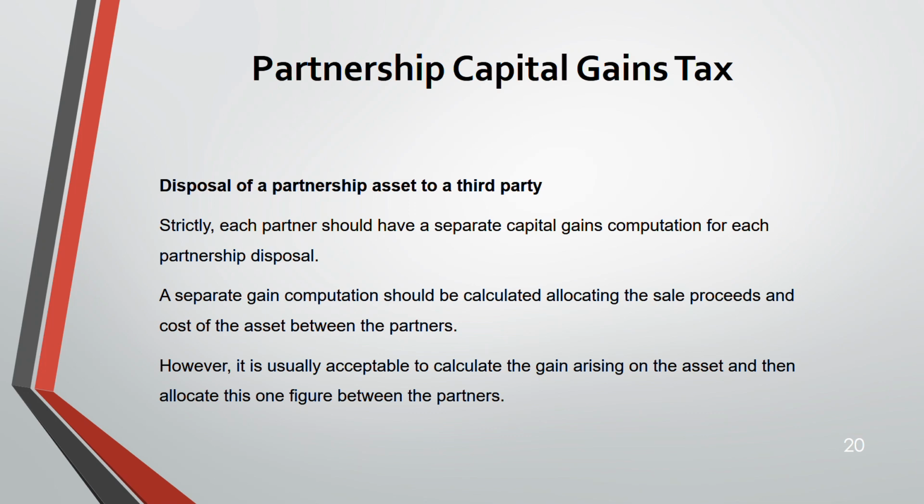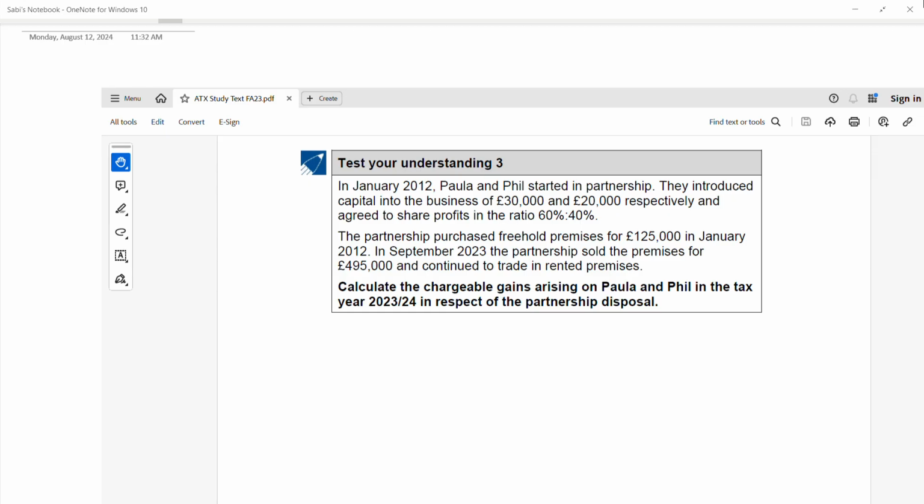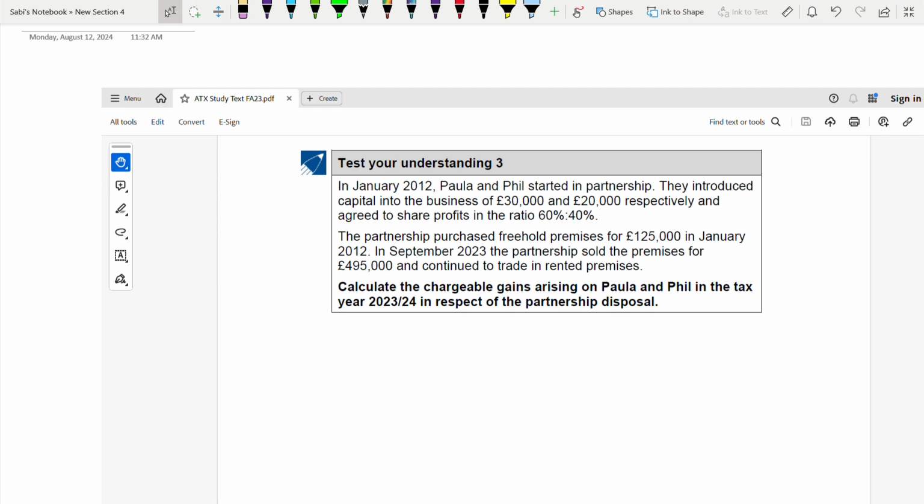Okay. Now, before I move on to the summary, let us do one final question of this lecture. Test your understanding 3. So here, Paula and Bill, two partners are there. Capital is 30,000 of Paula, Bill 20,000. Ratios are shared 60-40. 60 for Paula, 40 for Bill.